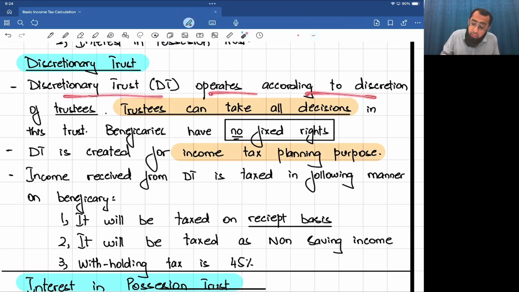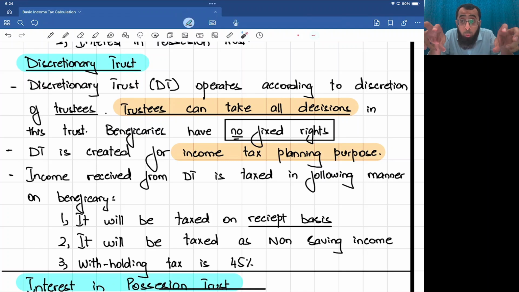Discretionary trust operates according to the discretion of the trustees. Trustees can take all decisions. Beneficiaries have no fixed rights. They can change the beneficiaries also. See, discretionary trust is created for tax planning. You change the beneficiaries every year.